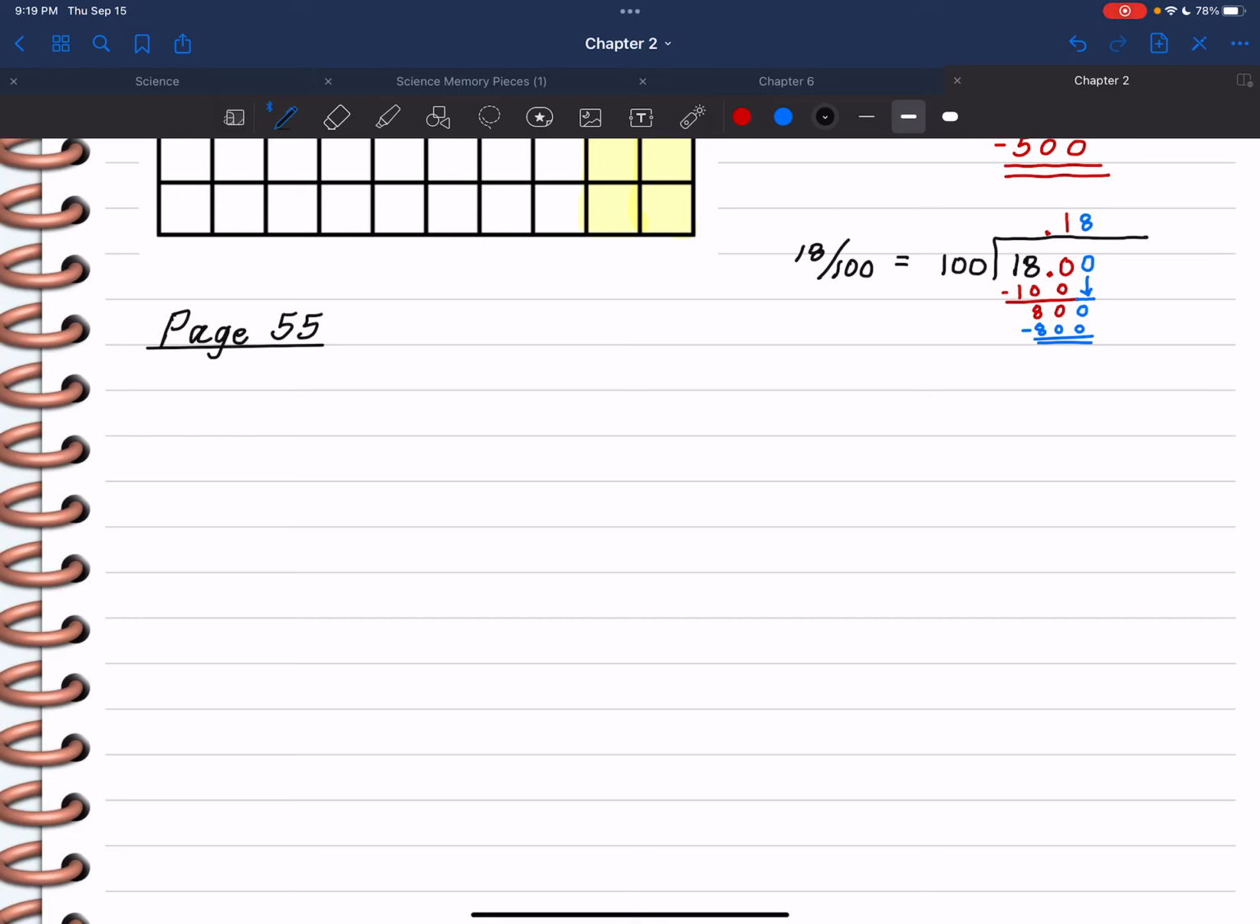I'm on page 55 in the textbook, and we're looking at example number 1. So if you have the textbook, you can read along with me. If you don't have the textbook, I will write what we need to know here. Okay, example 1.